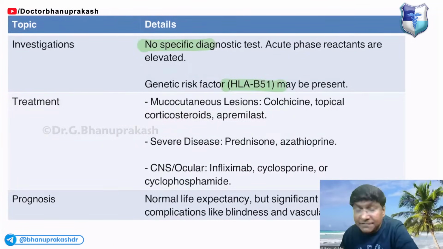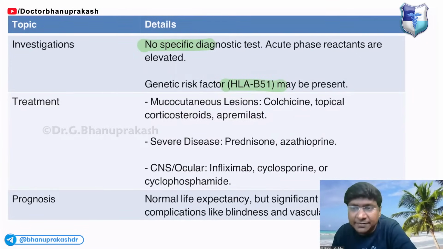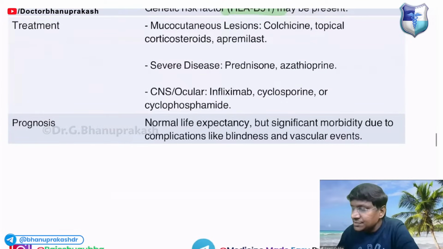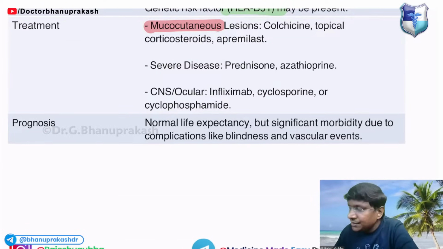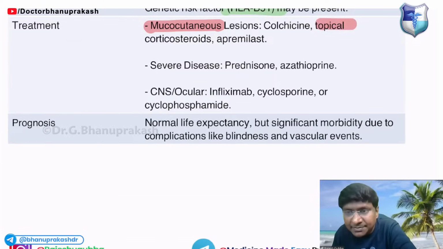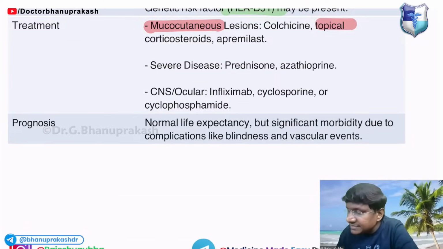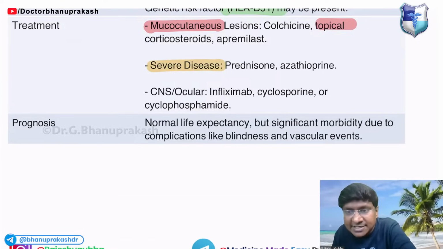The HLA-B51 will be positive, and acute phase reactants like ESR and CRP are elevated. So how do you treat these patients? The mucocutaneous lesions have to be treated with colchicine, topical steroids, and apremilast. And if the disease is severe, you need to give prednisolone and azathioprine.